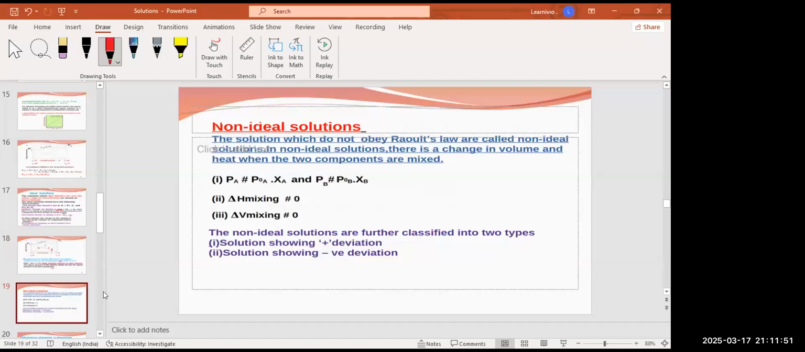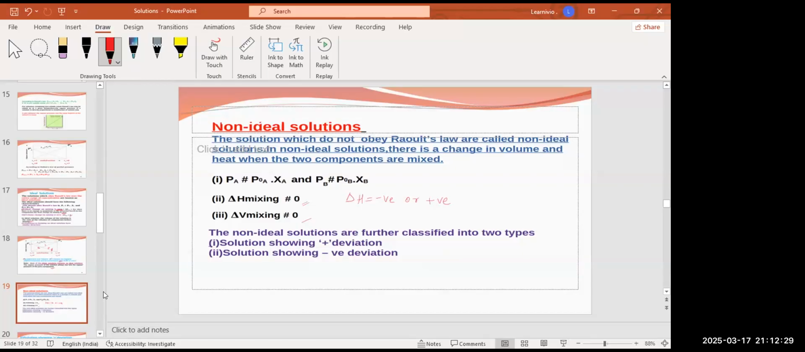Yes, ma'am. Okay. Next is your non-ideal solution. Now, what is a non-ideal solution? Non-ideal solutions do not obey Raoult's law. You know very well, right? And for such solutions, delta H mix will not equal zero, right? Either delta H will be negative, or it will be positive. It will not be equal to zero. Same for delta V mixing, volume of mixing, it will not equal zero. Either it will be positive or negative.